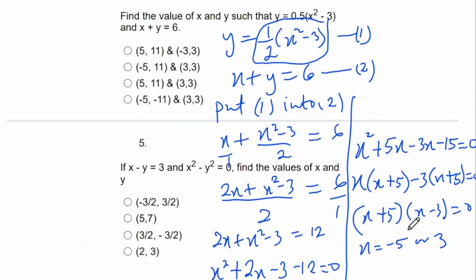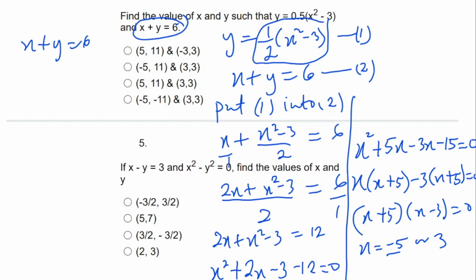Okay, so that is the value of x. It remains the value of y. So if you look at this here, this is just the value of x. So it remains the value of y. Now, when x is equal to minus 5, what will be the value of y? So we'll come back to equation 2 here. We want to put the value of x in x plus y equals 6.